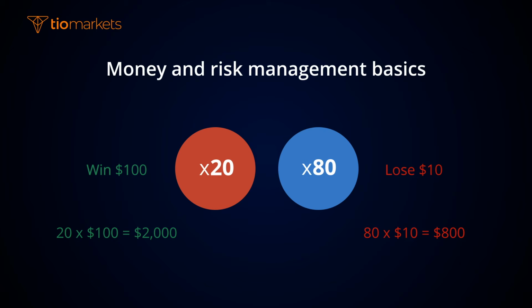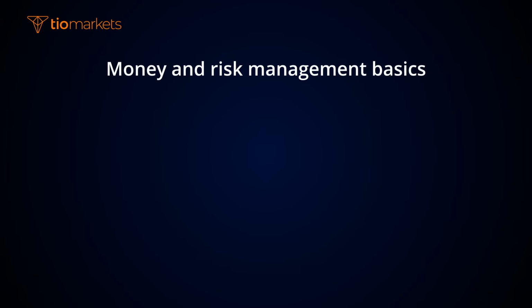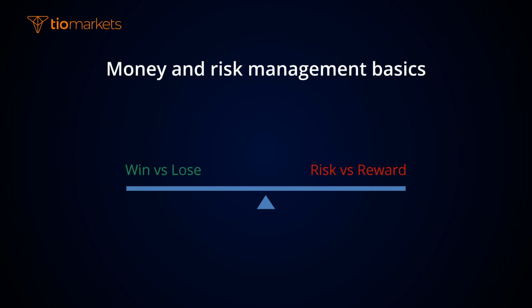The thing to understand is that there are two variables that you need to balance if you want to become a consistently profitable trader. When it comes to money and risk management, you have to balance your success rate with the risk versus the reward of the trades. In other words, how often you make money and what your average profit is versus your average loss. It doesn't matter if you have a very high success rate if you lose more money.